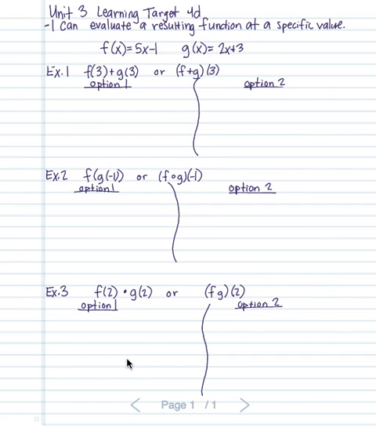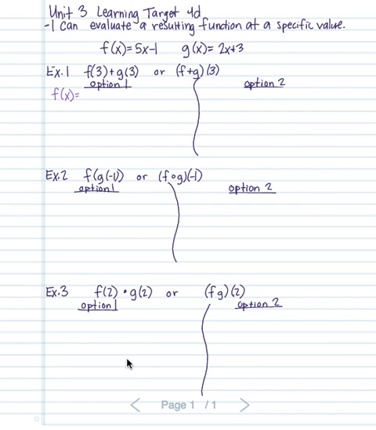So in example 1, again, it can be written in two different ways. So f of 3 plus g of 3, or f plus g of 3. Those two things mean the exact same thing. We're going to add them together with our x value being 3. So option 1 is you can start by taking f of x and filling in 3.